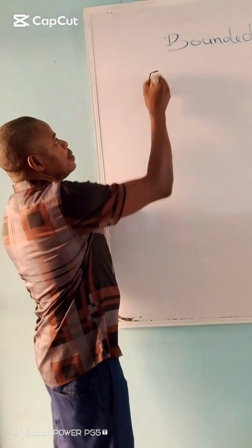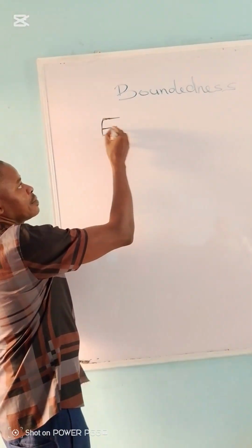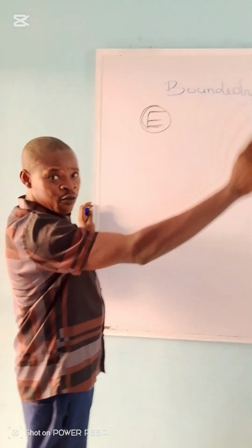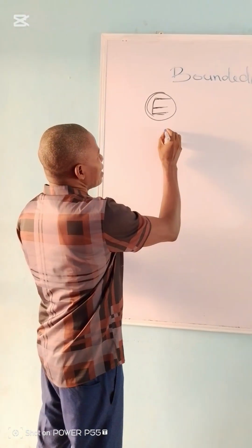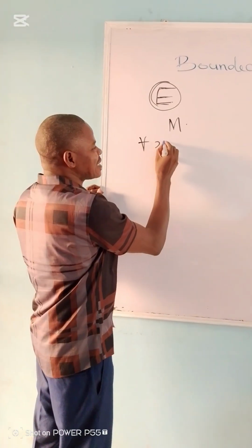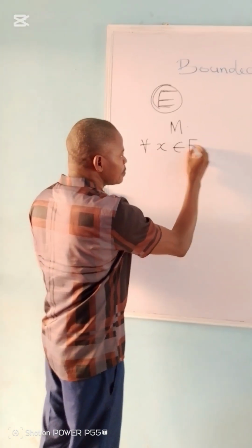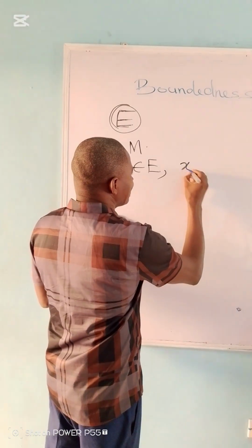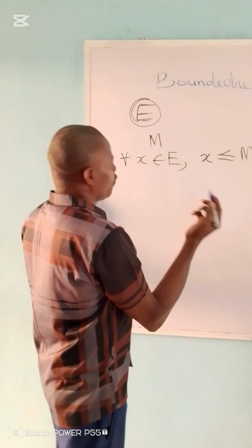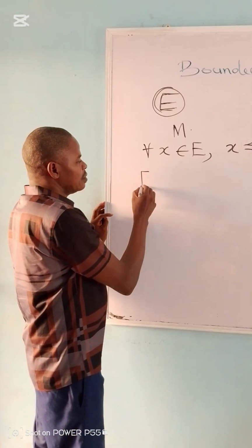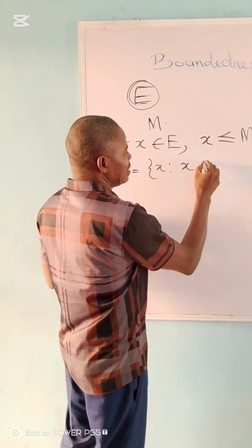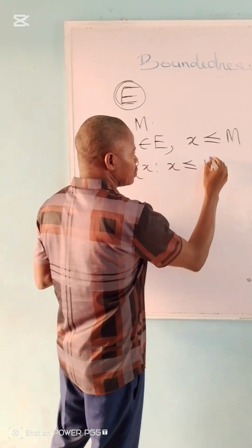Let E be a non-empty set. This E is said to be bounded above if there exists a capital letter M such that for all x in E, x is always less than or equal to M.